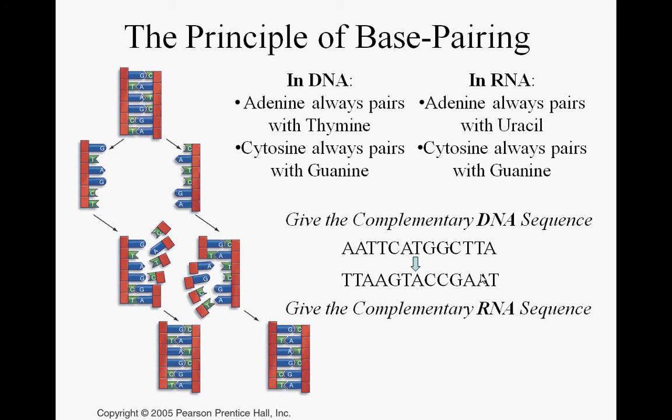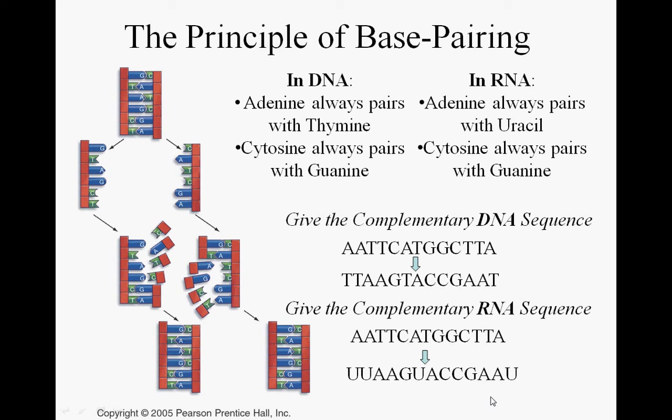What if he asked, give the complementary RNA sequence, and gave you that same beginning sequence? You know that the only difference between RNA and DNA is that there is no thymine. There's uracil instead. So your complementary sequence wouldn't be AT, instead it would be AU. T's still pair with A's, G's pair with C's, C's pair with G's, and A's pair with U's, not T's. So it's pretty easy. If he gives you half, you can give the other half just like that. You just have to understand the principles of base pairing.